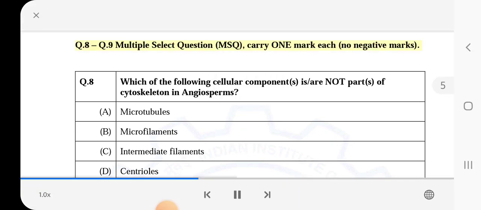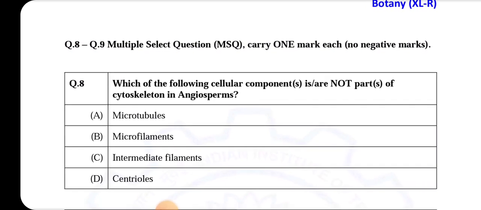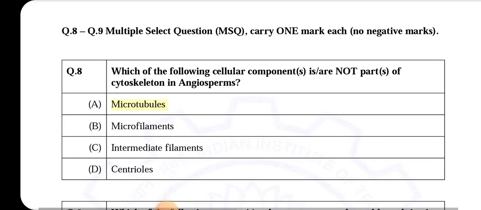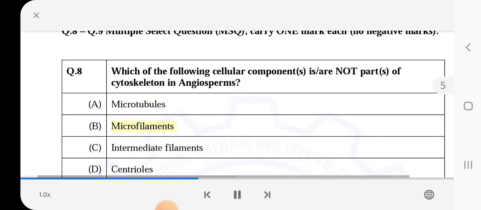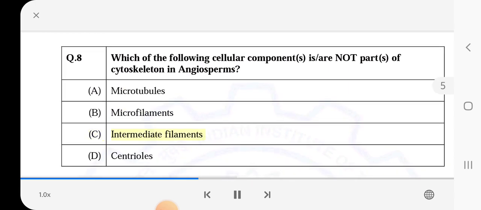Q.8 to Q.9 Multiple select question, MSQ, carry 1 mark each, no negative marks. Q.8 Which of the following cellular components are not parts of cytoskeleton in angiosperms? A. Microtubules. B. Microfilaments. C. Intermediate filaments. D. Centrioles.